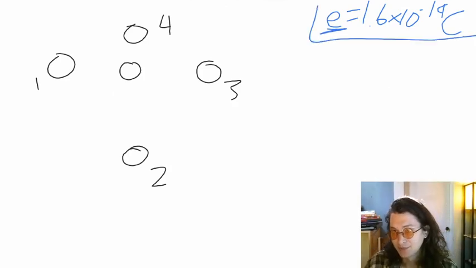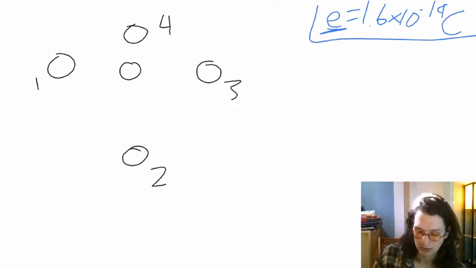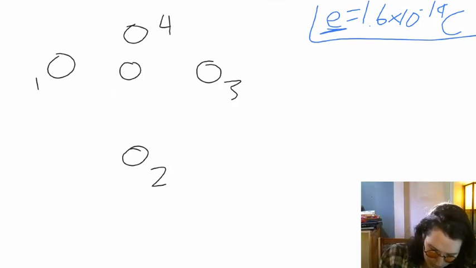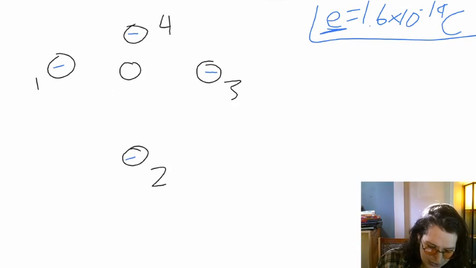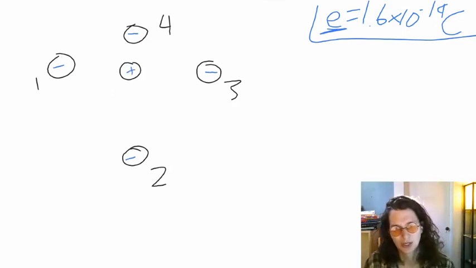So in this problem, particles 1, 2, 3, and 4 are all going to have a charge of negative E. What's important is we need to know that it's negative so we can do our directions. And then particle 5 at the origin is going to have a positive charge. And we're going to investigate the force on particle 5 at the origin.